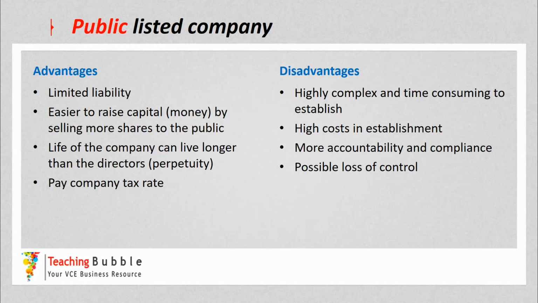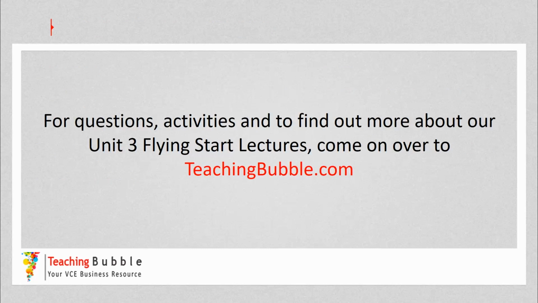And also there's possible loss of control, because now the directors don't have to approve a particular shareholder to purchase shares. They're open to the public. So if someone comes in and decides to buy a large portion of the company, there's the possibility that the directors can lose control, or at least some control, over that company, because they can't control who is purchasing shares and how many shares or what percentage of shares they are purchasing. And so that's the two company structures that you need to know about in our study design.